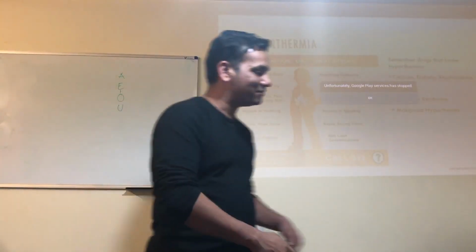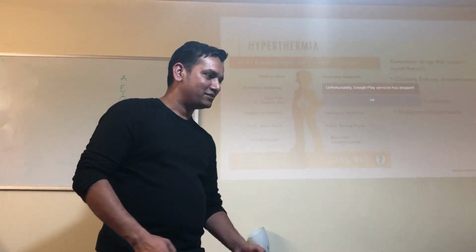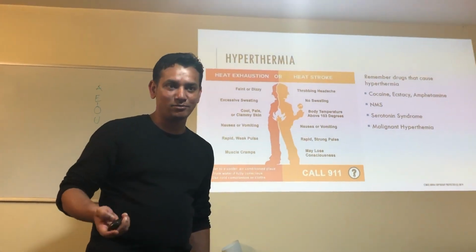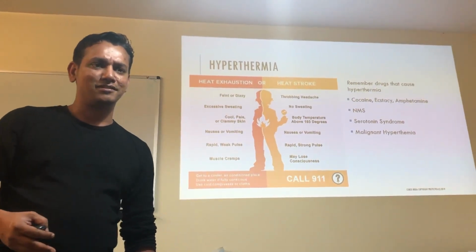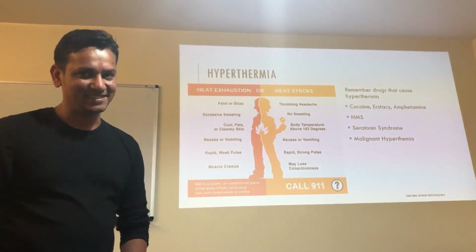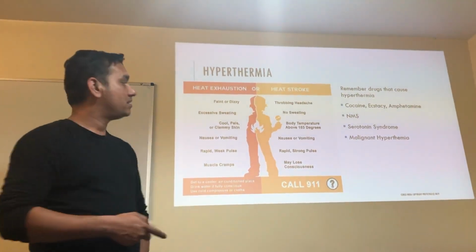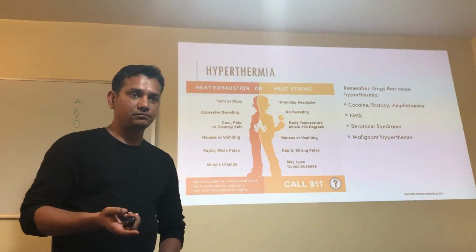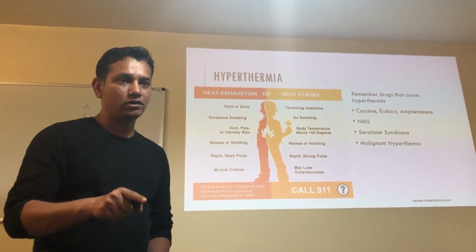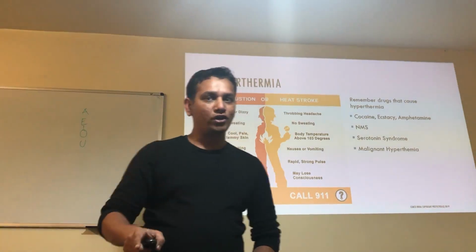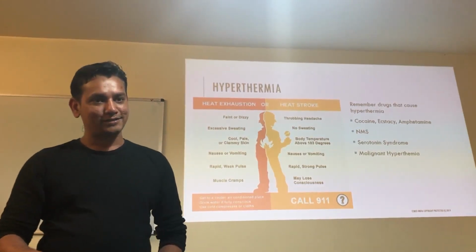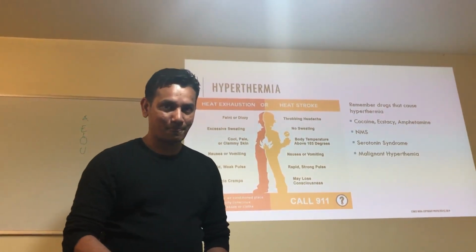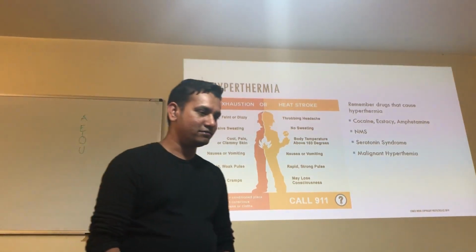Cogwheel rigidity. So now they can come with NMS, right? Because of antidopamine. So they will have rigidity, they will have high temperature, and then you will treat sepsis rather than giving them their Parkinson medication. So that thing you need to remember. Serotonin syndrome we talked about: it's due to SSRI, or SSRI plus SNRI, or SSRI with TCA, or there are 3 other drugs which we need to know.